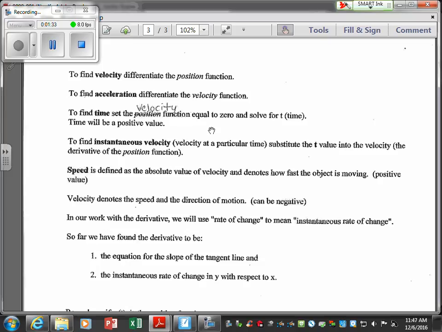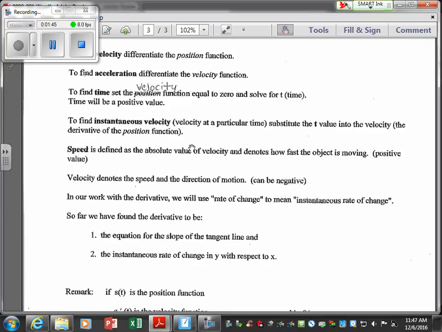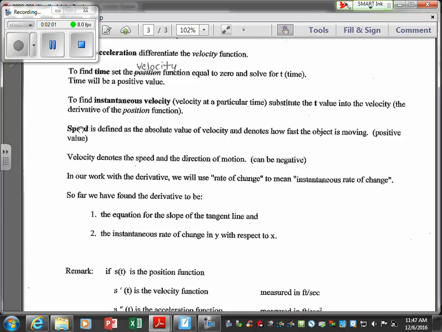Remember, this is application. To find instantaneous velocity, so that's velocity at a particular point in time, we'll substitute the value t that we find into the velocity derivative of the position function. Speed is the absolute value of velocity. So once you find the first derivative, you take the absolute value of it at a particular time. That's going to be your speed. Always a positive value. The speed's always positive, but velocity can be negative because it's speed and direction of motion.